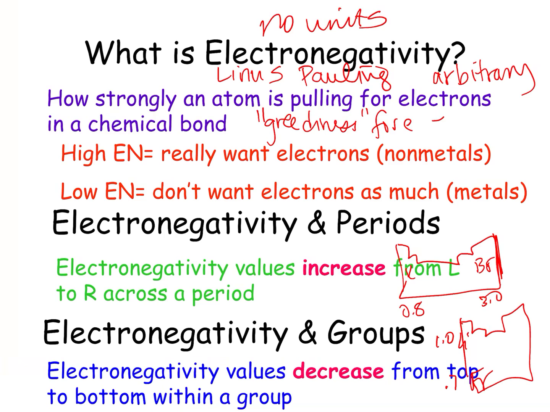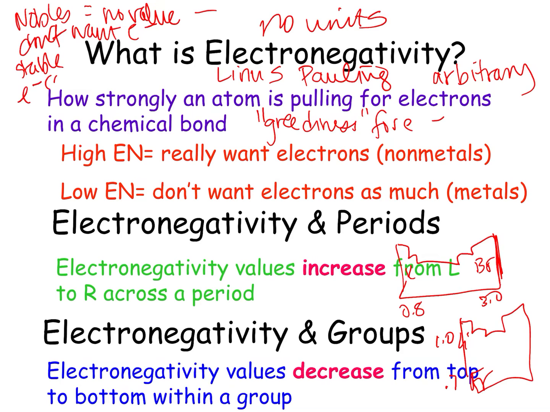Okay? Let's talk about why noble gases don't have any electronegativities. Notice that they have a dash, like krypton is a dash, helium's a dash. Why would they have no value? Because they don't want electrons. They don't want them at all. They have the stable electron configuration as is.